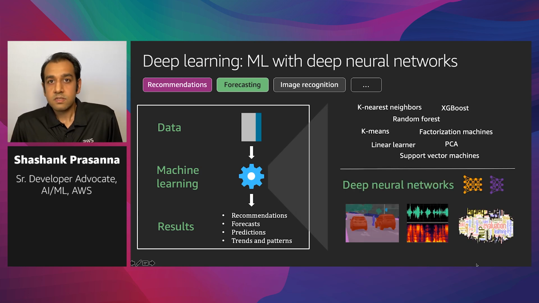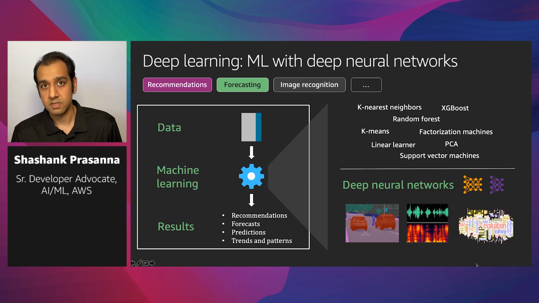And over the years, the research community has developed several hundreds of these algorithms, and they're specialized for different types of data sets and different domains. And one such subset of algorithms are called deep neural networks or deep learning. And these algorithms are very good for certain subsets of tasks, such as perception-based tasks in computer vision, in natural language processing, in text and speech analysis.